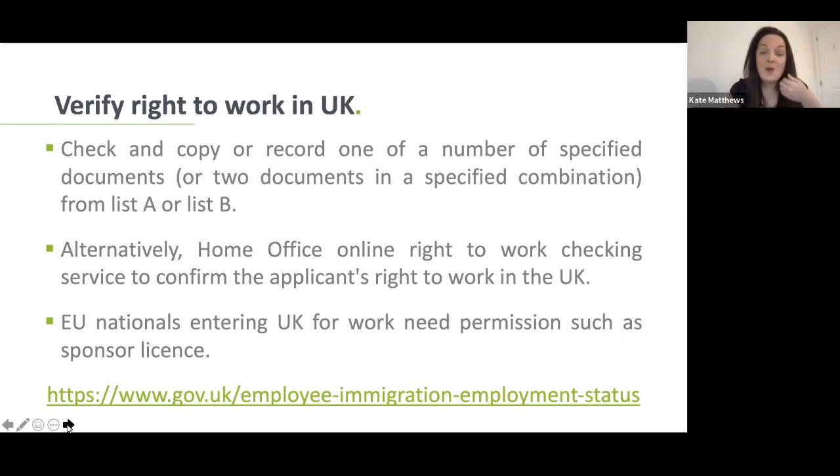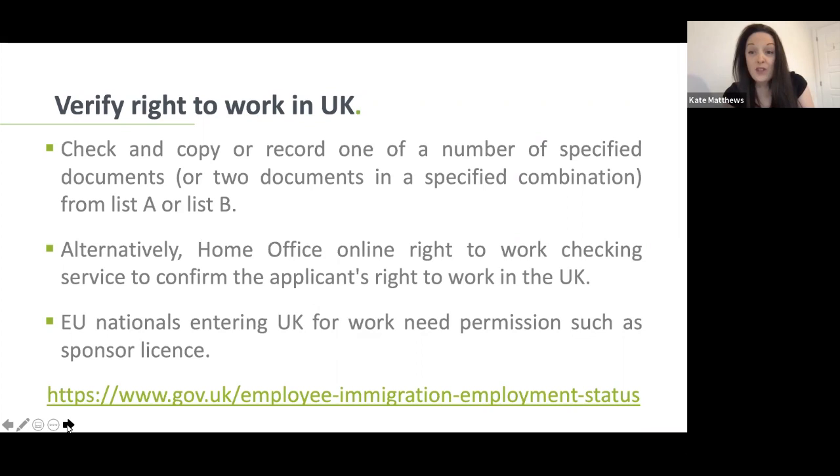The other thing to note, obviously, is that since Brexit, EU nationals entering the UK also need to have permission, such as a sponsor license, which is quite a complex process. And again, if you're thinking of employing somebody who is an EU national, you'll find loads of information. And I've just put a little link at the bottom of this slide that will give you extra guidance on it.